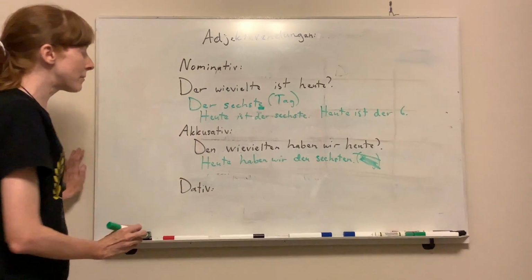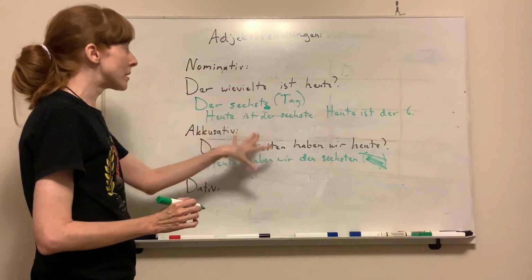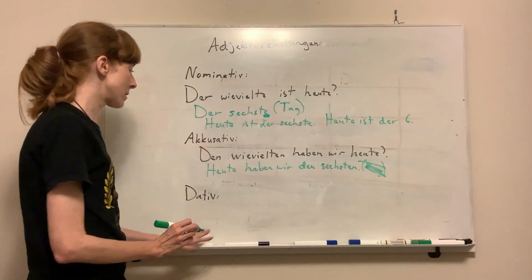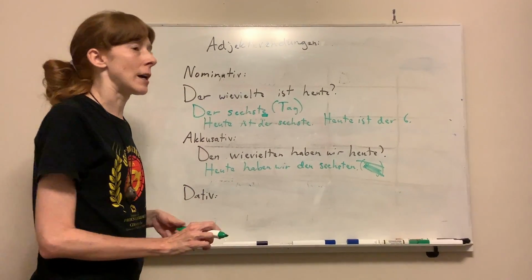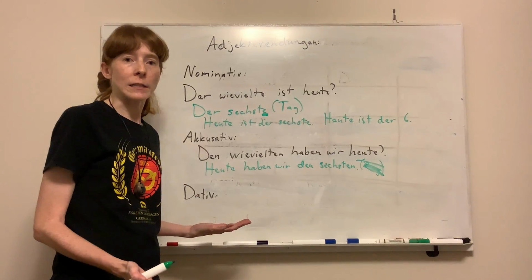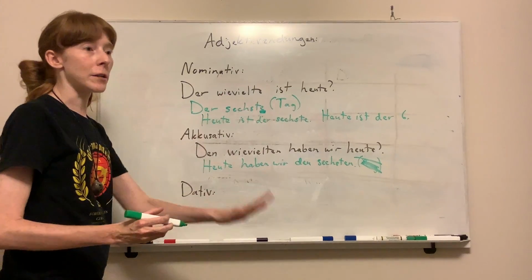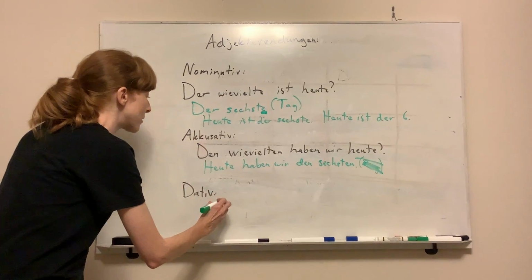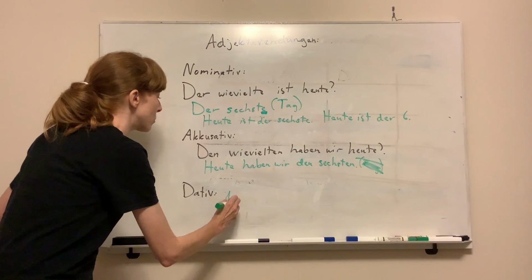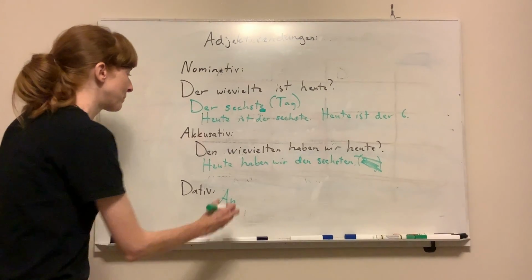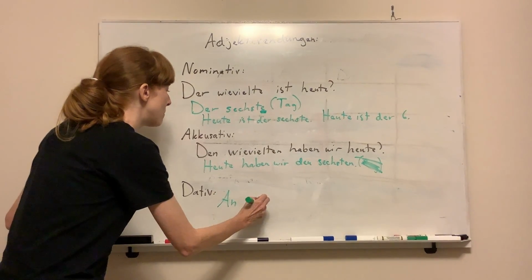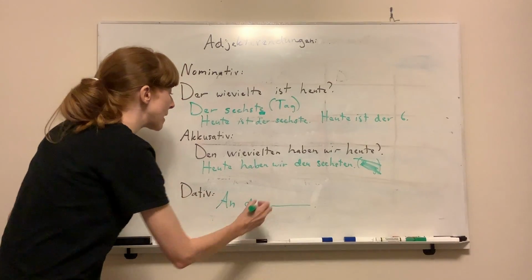Okay, now dative, we can also use adjective endings to say the date in the dative case. Often it will be a question like, "Wann ist die Party?" When is the party? And usually you're going to answer on a certain date. Now, to say on a certain date, we will use an dem, and then you just put the date in, an dem 6.